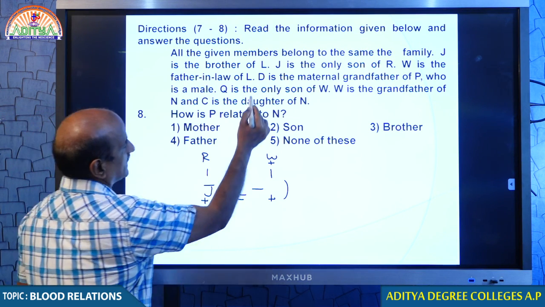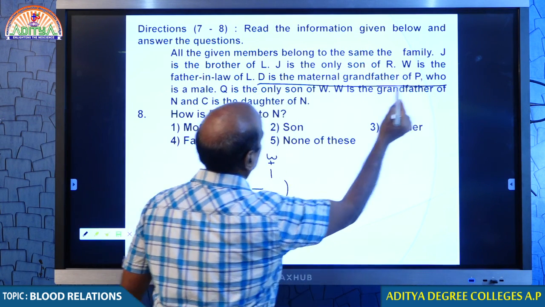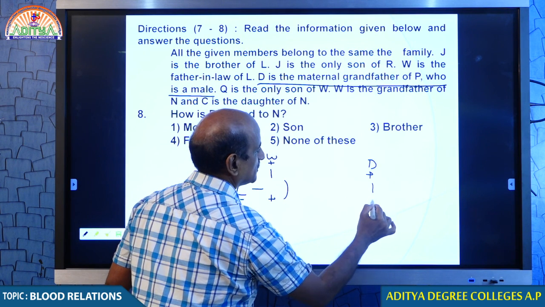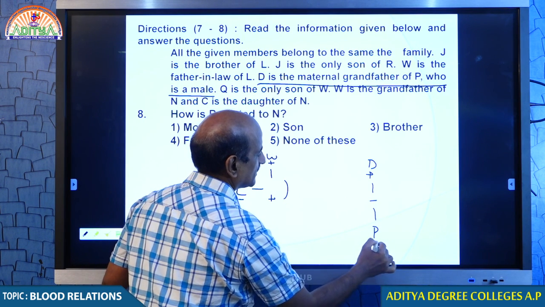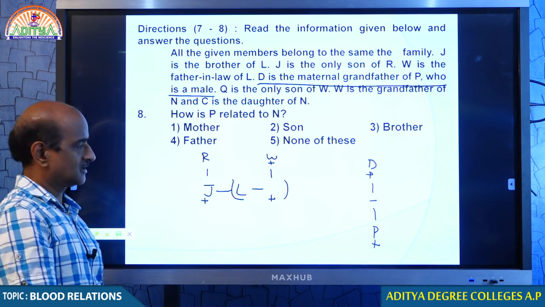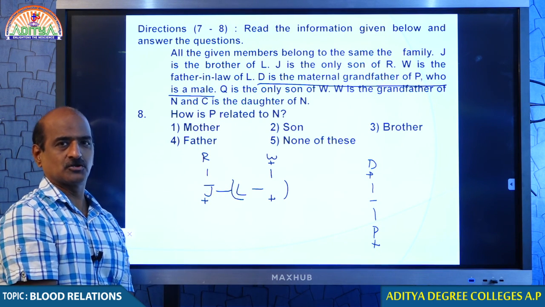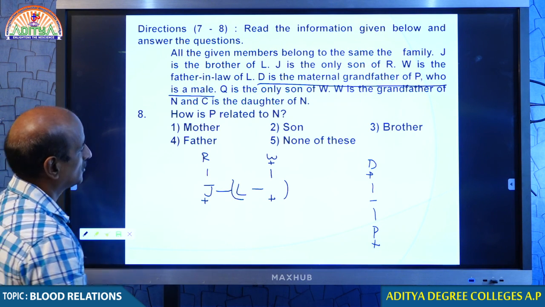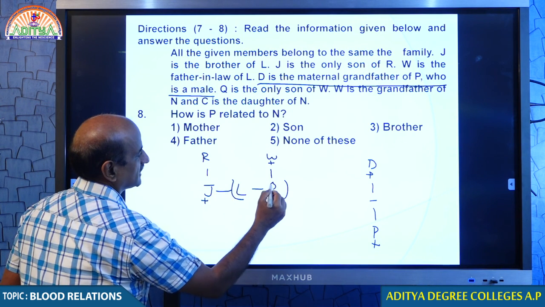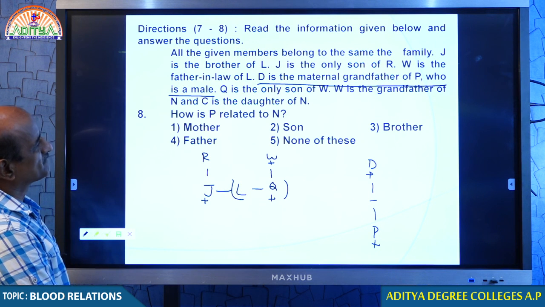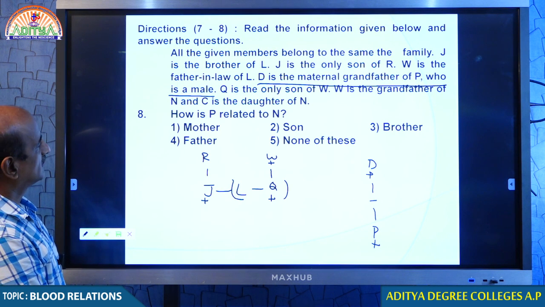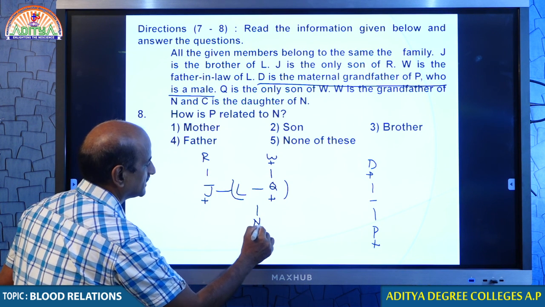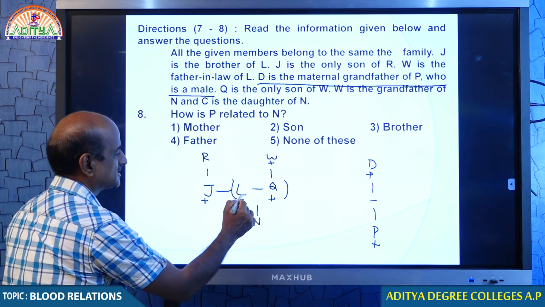Then, D is the maternal grandfather of P, who is a male. I have to take this information over here. You know why, my dear students? Because we cannot club that information here; there is no such link so far. Then, Q is the only son of W. This person is no other than Q. W is the grandfather of N. Therefore, N should be the child of these two. L is female. You know that.